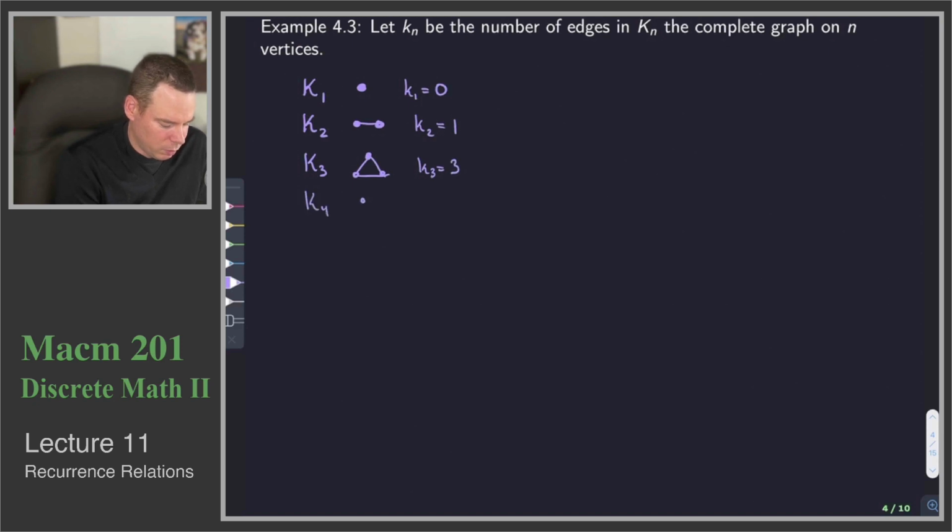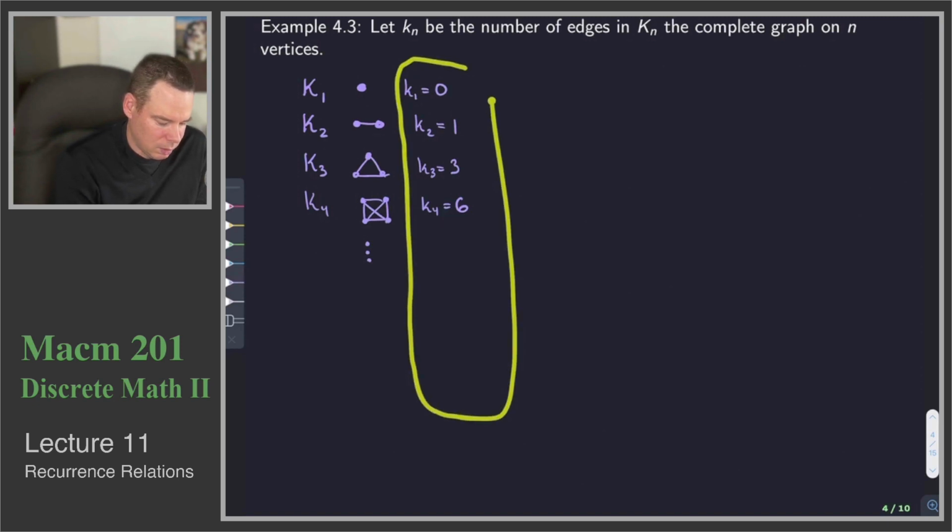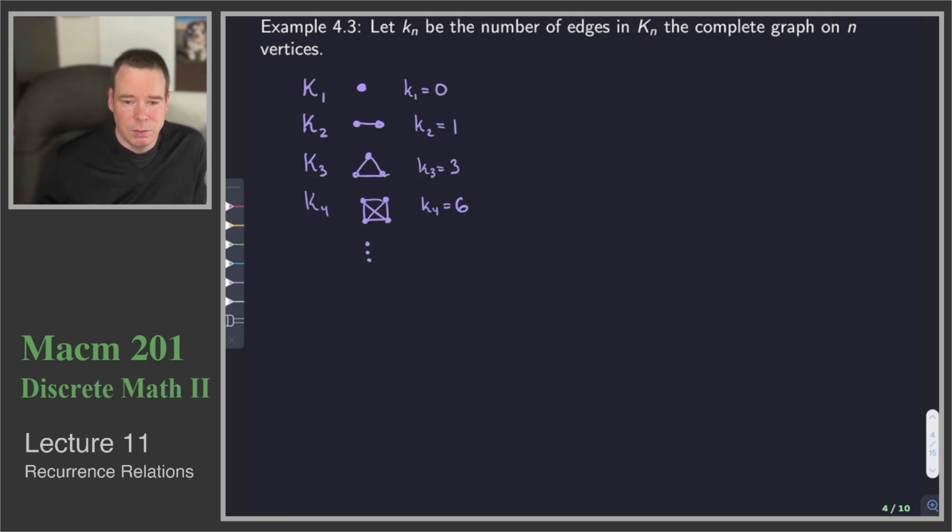And maybe one more. We'll go k sub 4. It looks like this, and therefore it has 6 edges. And that's the sequence we're interested in. We are interested in this sequence as it continues on. What is k sub n for any n? We already know the answer, as I said. It's just n choose 2, but we're trying to use this as a motivating example to think about another way to count these kinds of objects. So here's the other way to count them.